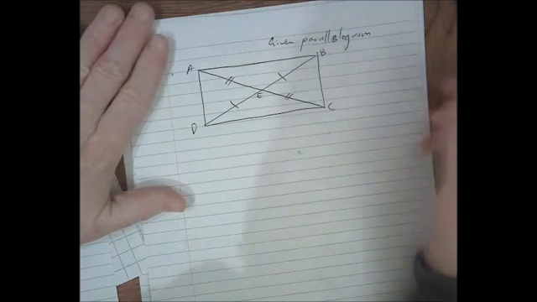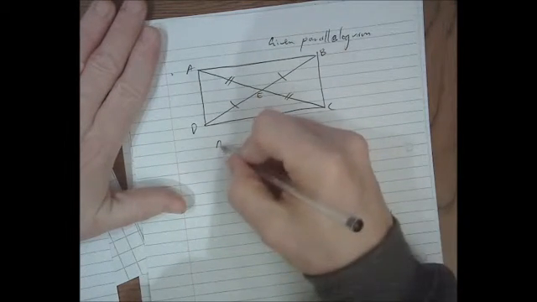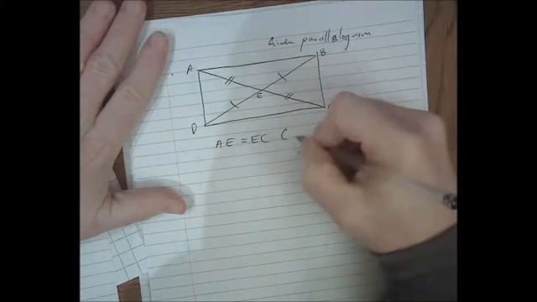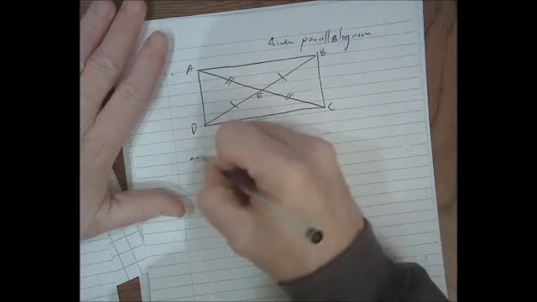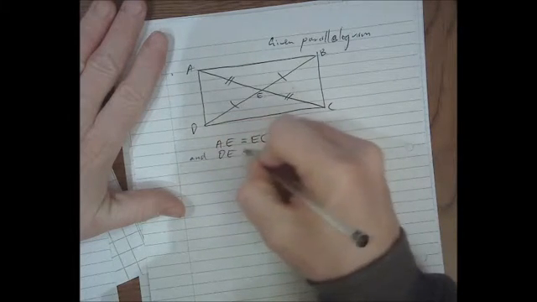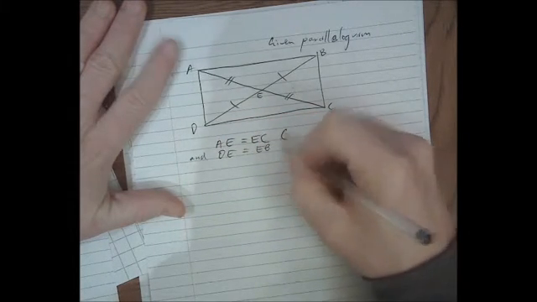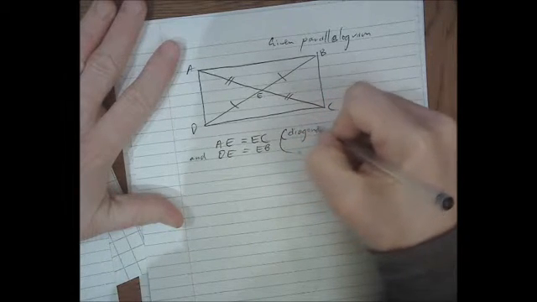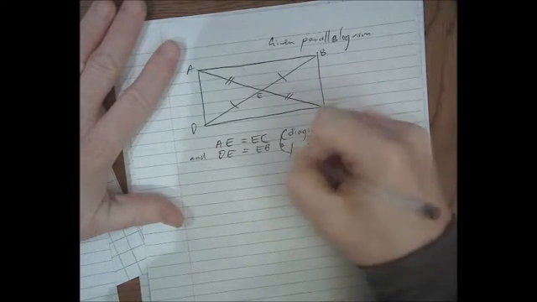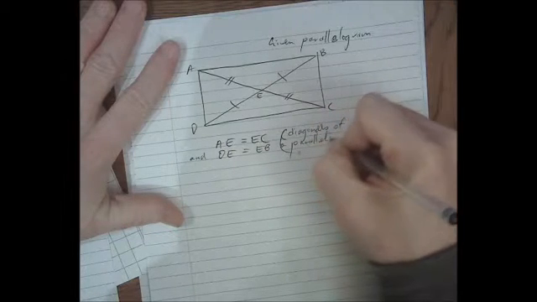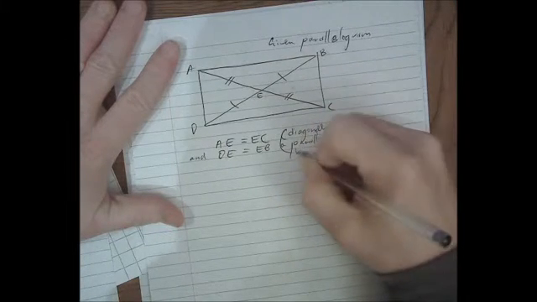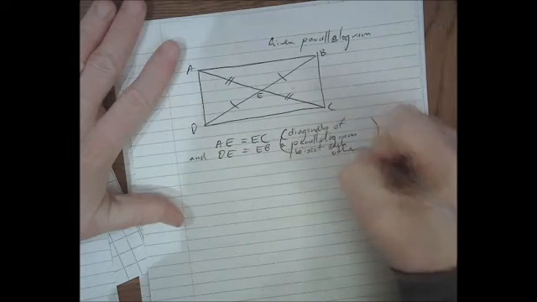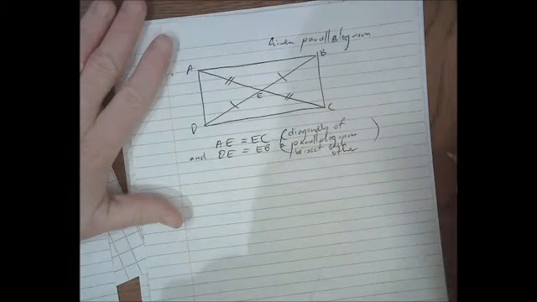So just from my knowledge that it's a parallelogram, I'd say AE equals EC, and DE equals EB. And my reason for both is that the diagonals of a parallelogram bisect each other. I just need one more thing.